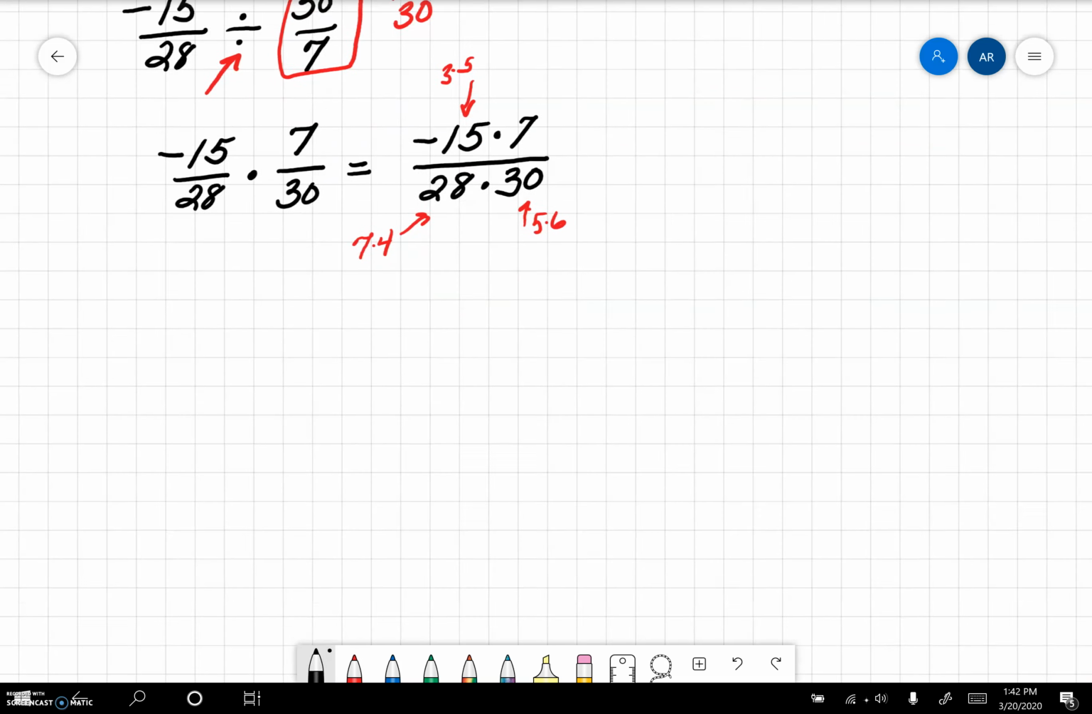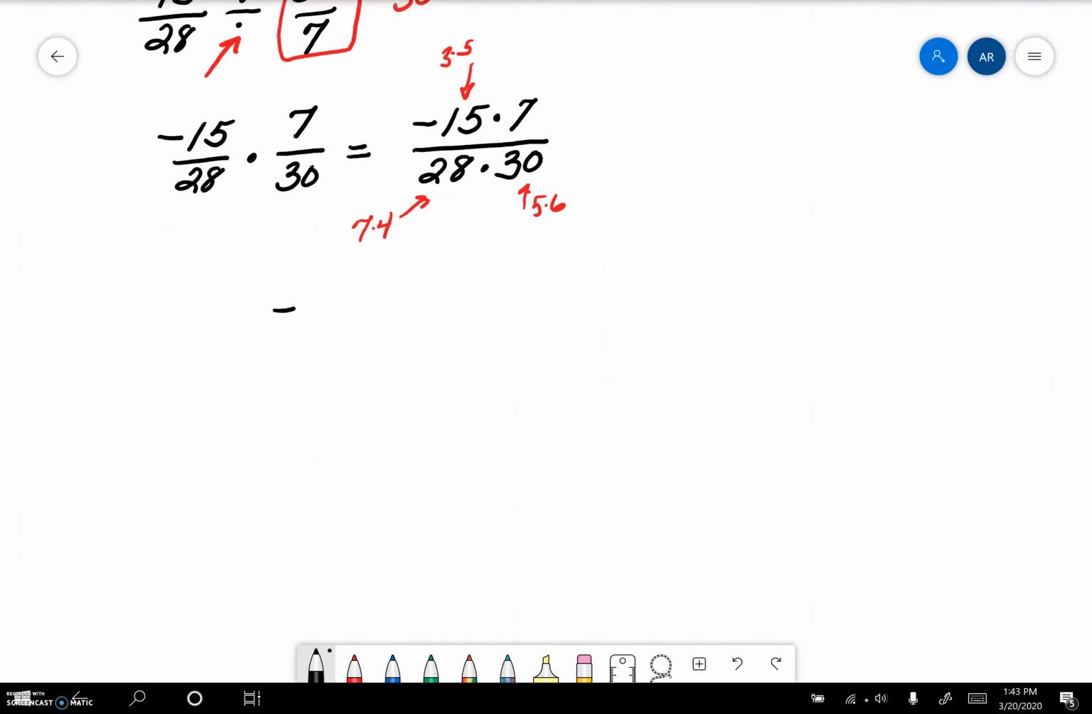So let me go ahead and rewrite that. So equals negative 3 times 5, that would give me my 15, times 7, all over, and for my 28, I'm going to break it up as 7 times 4. Times, and then for my 30, I have 5 times 6.